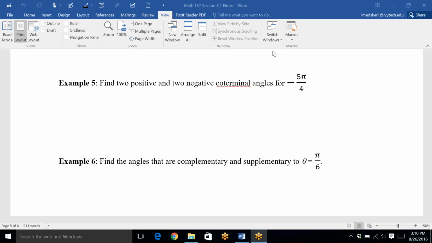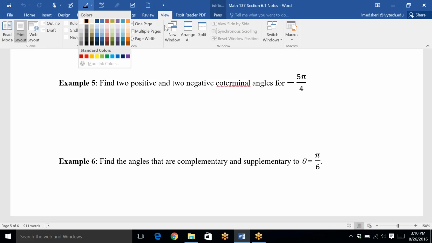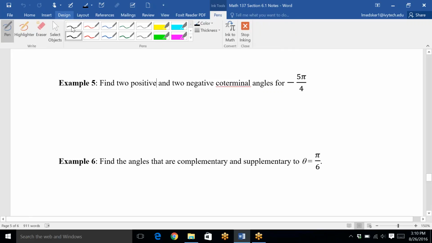Okay, this is the remaining examples from the 6.1 notes that we were doing in Trig this week. Making sure that we get all of the examples covered. So this is example number 5 in the packet. It says find two positive and two negative coterminal angles for negative 5 pi over 4.